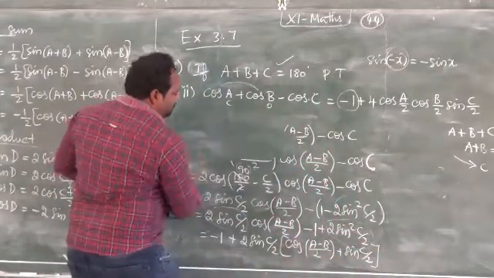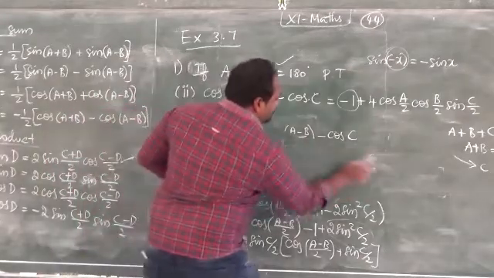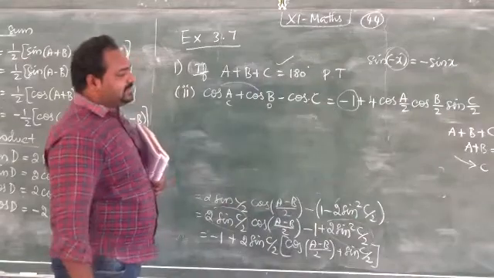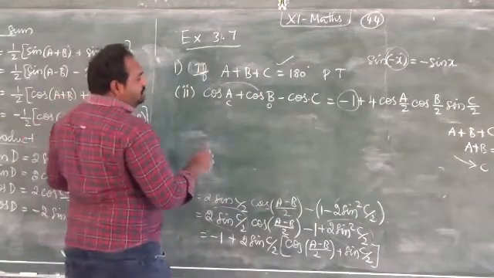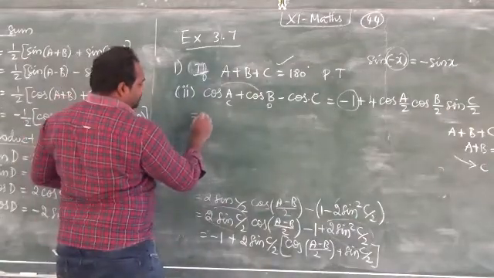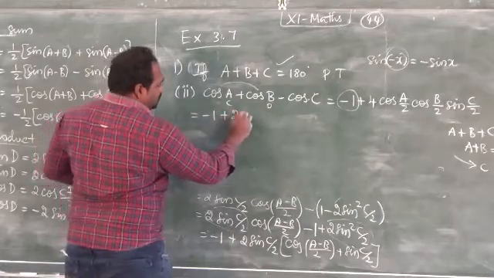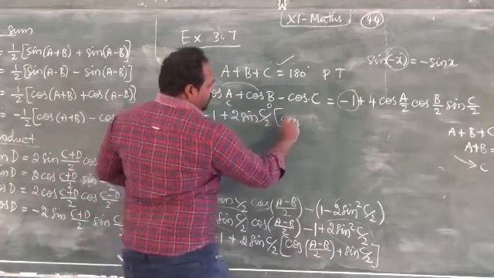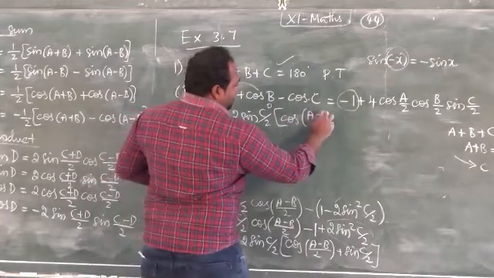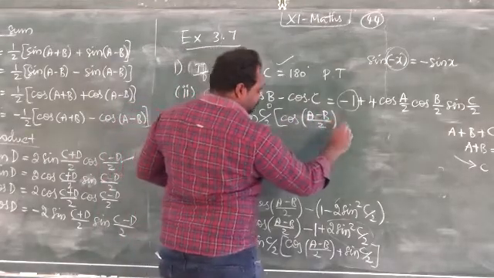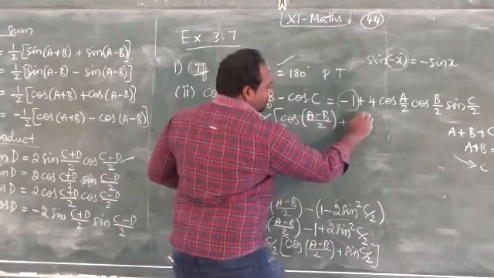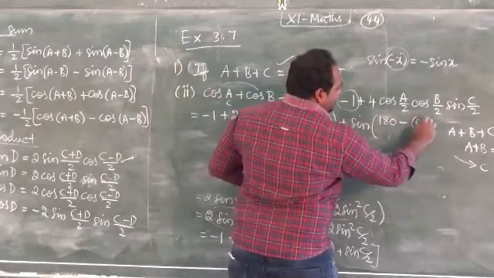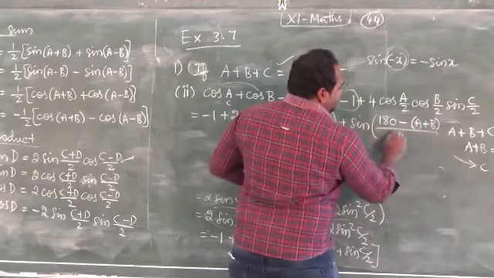Instead of C, I can write 180 minus A plus B. Here minus 1 plus 2 sin C by 2 cos of A minus B by 2 plus sin of, instead of C, I can write 180 minus A plus B by 2.